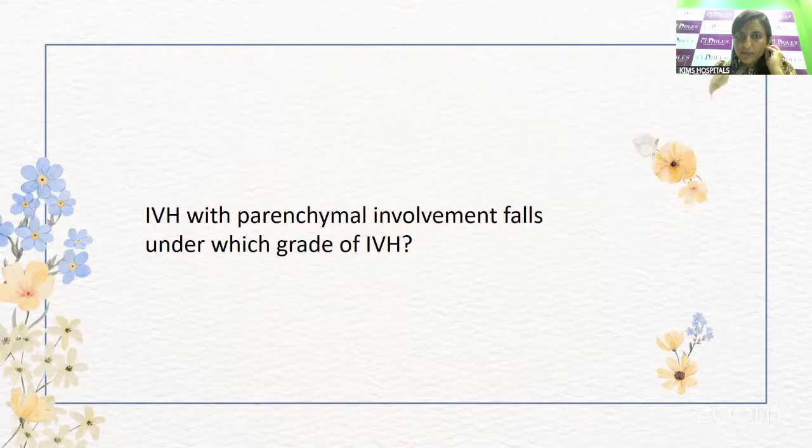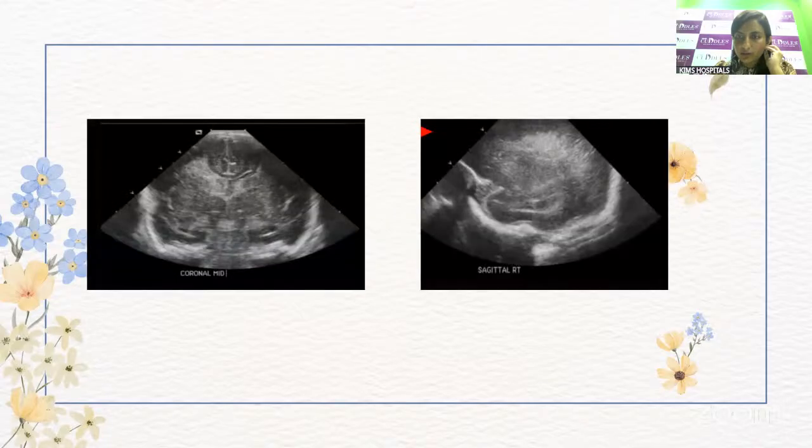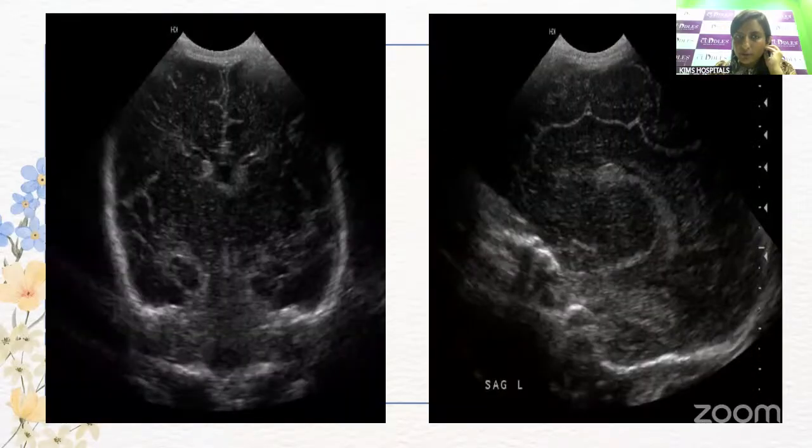And next, IVH with parenchymal involvement falls under which grade of IVH? So this is grade 4. We can see a fan-shaped hemorrhage. Grade 4 is like the most severe version of grade 1, and grade 3 is like the more severe version of grade 2. So coming to the next one, which grade of IVH is this? This is grade 1 IVH.